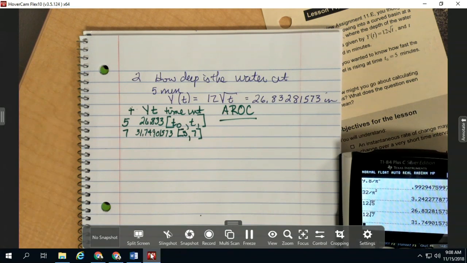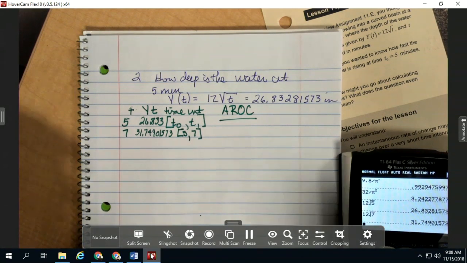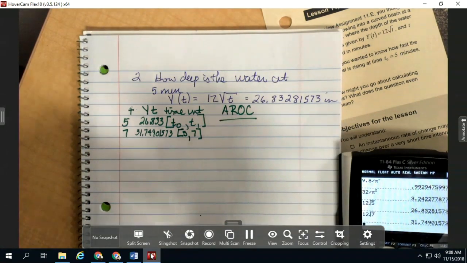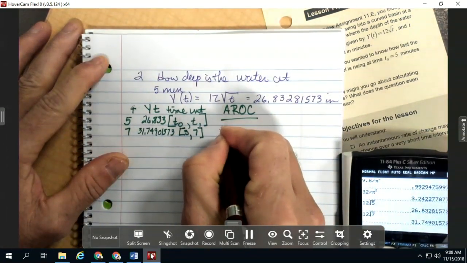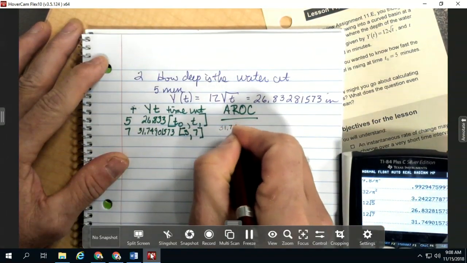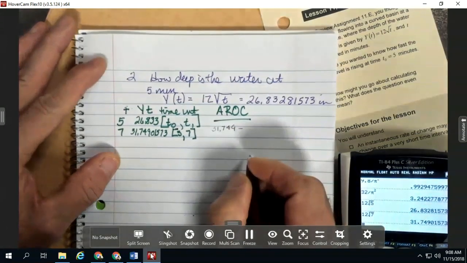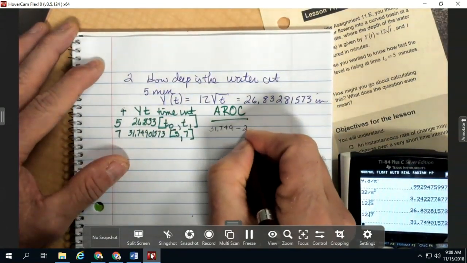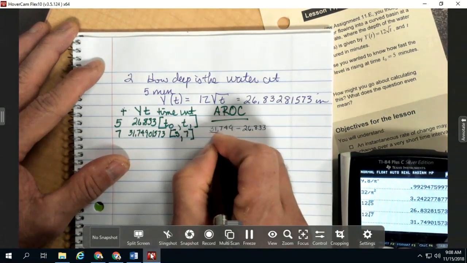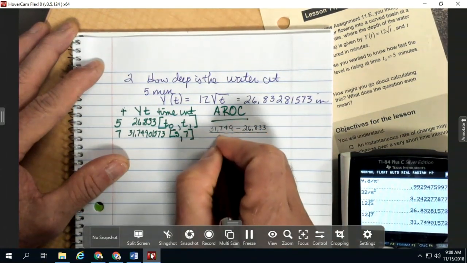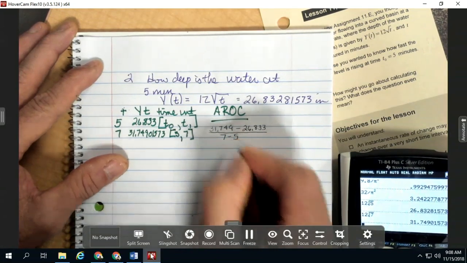Okay, in this case, let's do the numerator first. Numerator is 31.749 minus 26.833 divided by 7 minus 5.